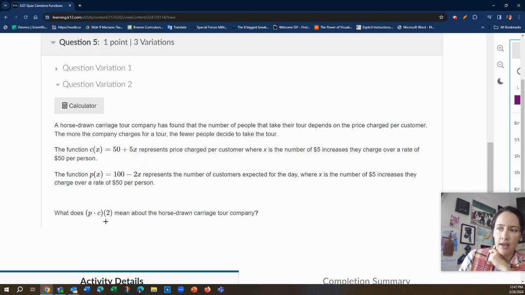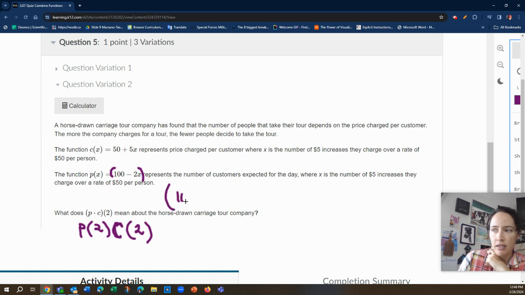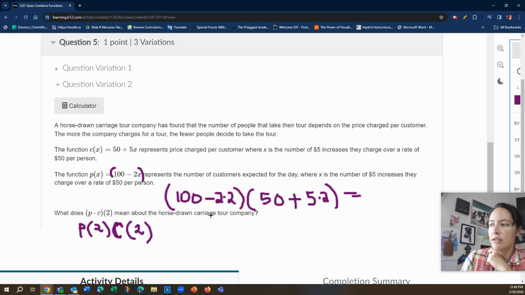P times C of 2. That's the same thing as P of 2 times C of 2. All right, let's do it. Well, P of 2 is just going to be this, where I replace 2 wherever I see x, 100 minus 2 times 2. And the charge, C of 2, is going to be 50 plus 5 times 2, where I replace 2 wherever I see x. Beautiful. That will become 96 times 50 plus 10, which is 60, so 96 times 60.